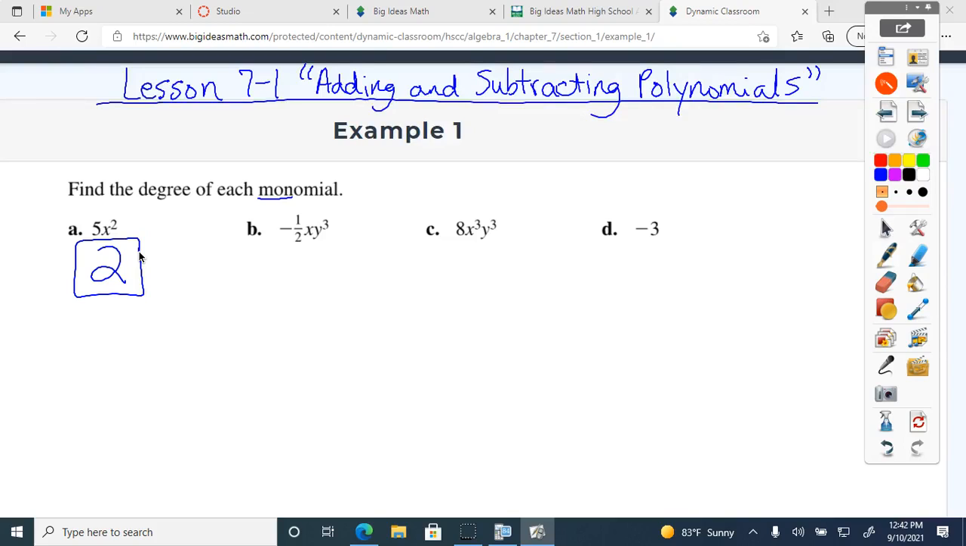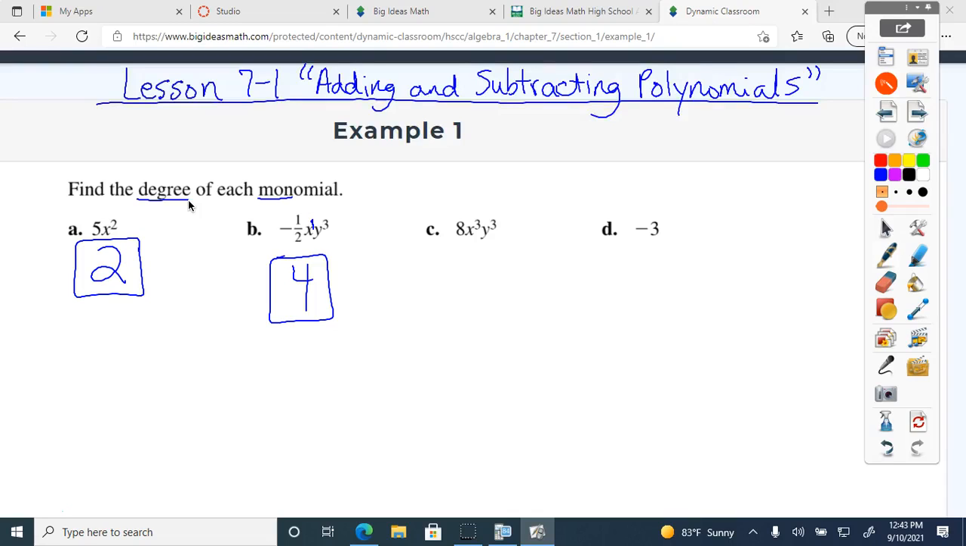2. The Y has an exponent of 3. What is the exponent on X? It has an exponent of 1. So 1 plus 3 is 4. Is everybody understanding that? Okay, when it asks for the degree, it wants to know what are all the exponents added together in each term.